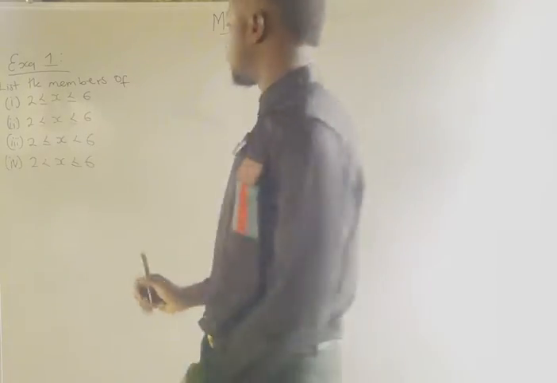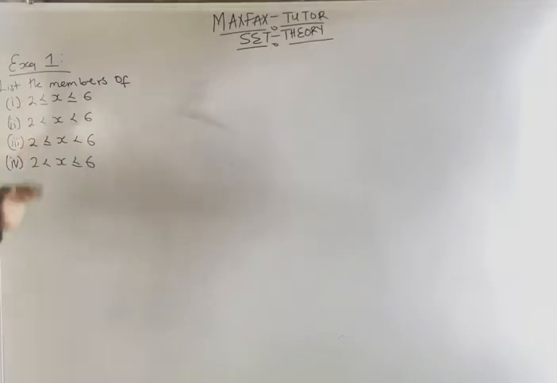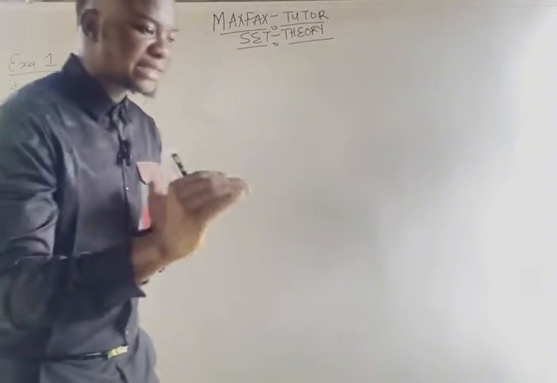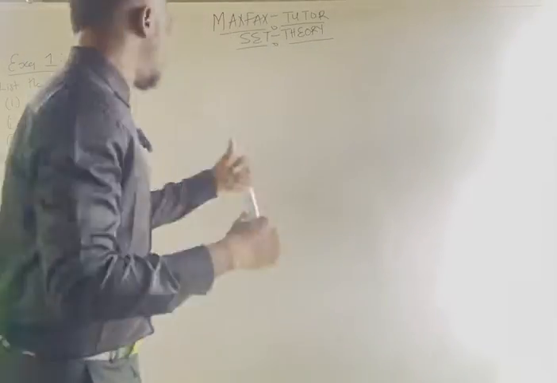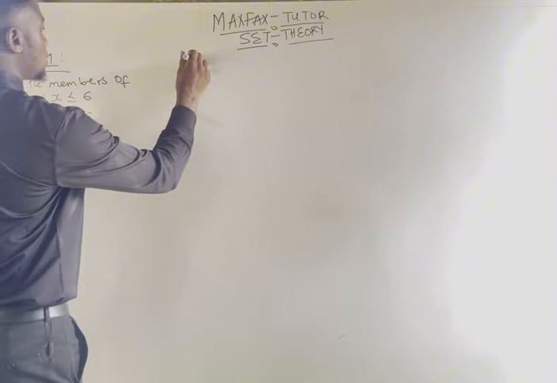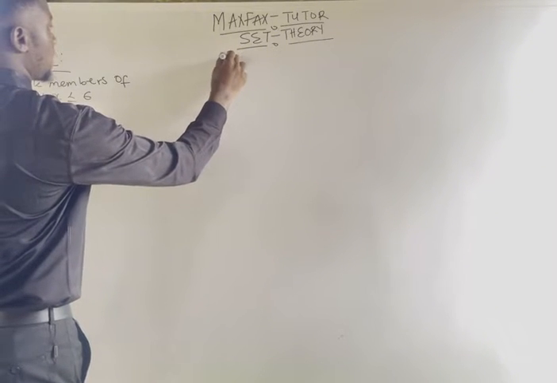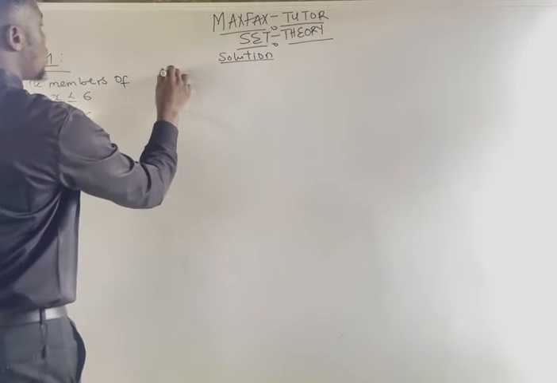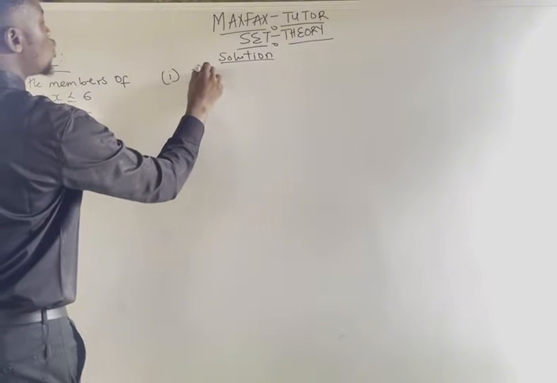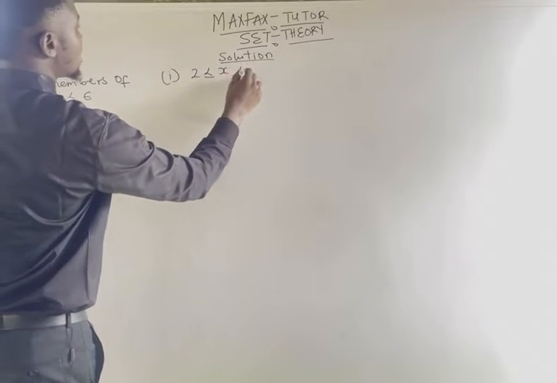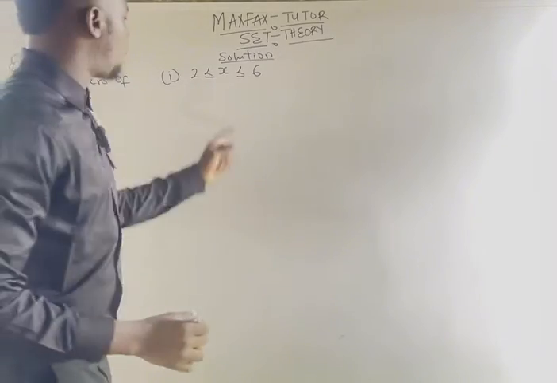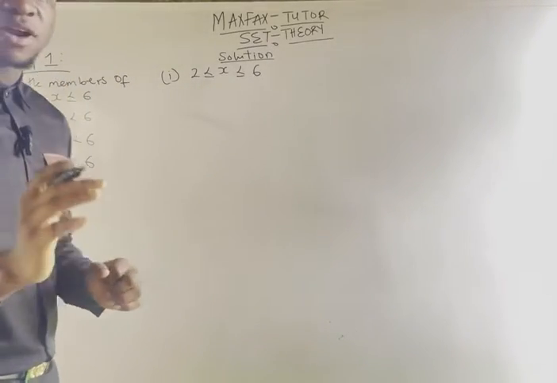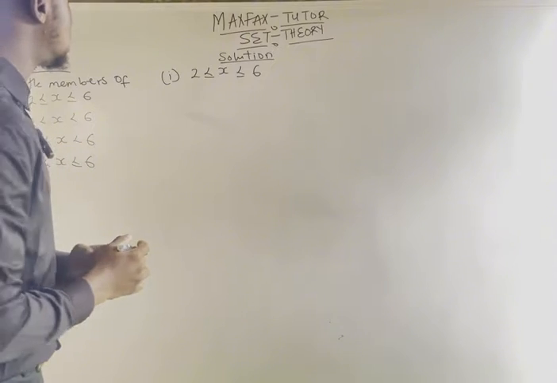Guys, let's look at it. Now, let's start with the first one. I'm going to show you the step-by-steps in doing this. Number 1, we have 2 less than or equals to x less than or equals to 6. For this, the first thing you are going to do is step 1.